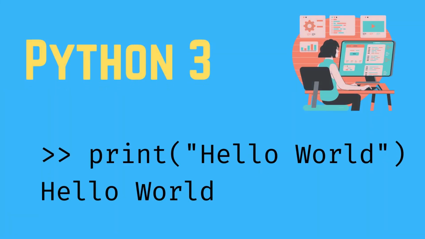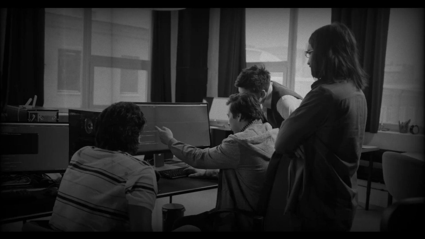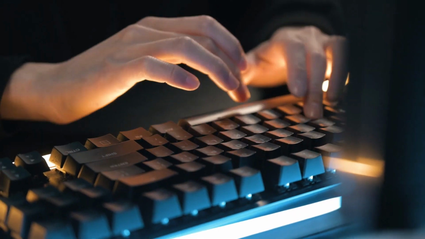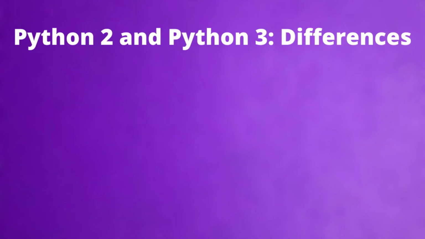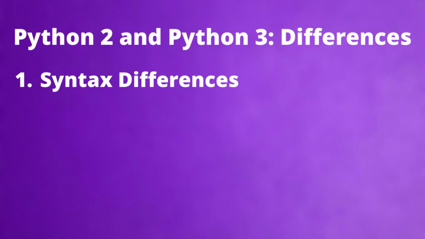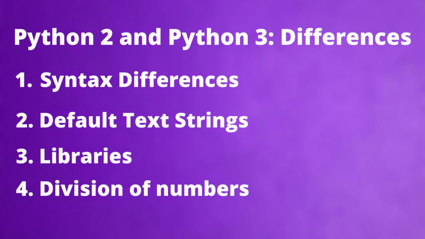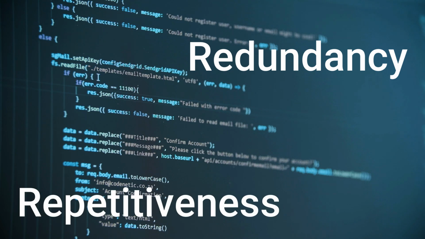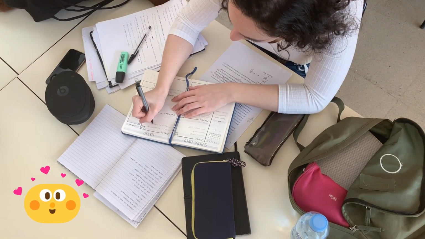Next, let's talk about Python 3. Python 3 was created back in 2008 and was not just an updated version of Python 2 but was more like a different language in itself. Python 2 and Python 3 had noticeable syntax differences apart from default text strings, libraries and division of numbers. Python 3's syntax was developed with the intention of removing redundancy or repetitiveness from the code, which came out to be really helpful for beginner programmers.